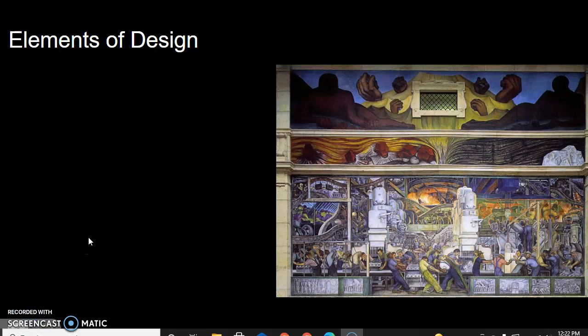So this is an informal analysis of Detroit Industry North Wall by Rivera. Before we get into the elements of design, I would just like to take a look at the picture, which is a connection between nature and technology.